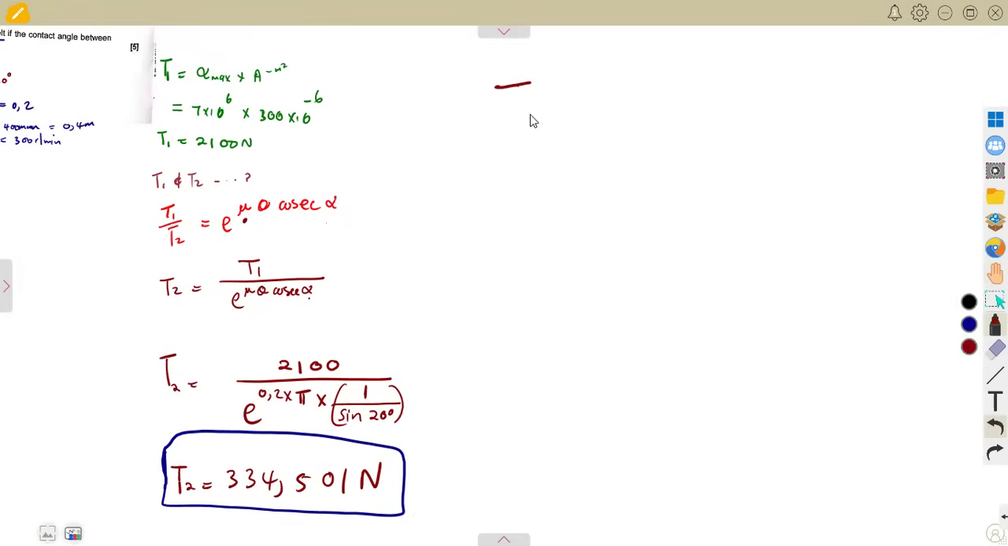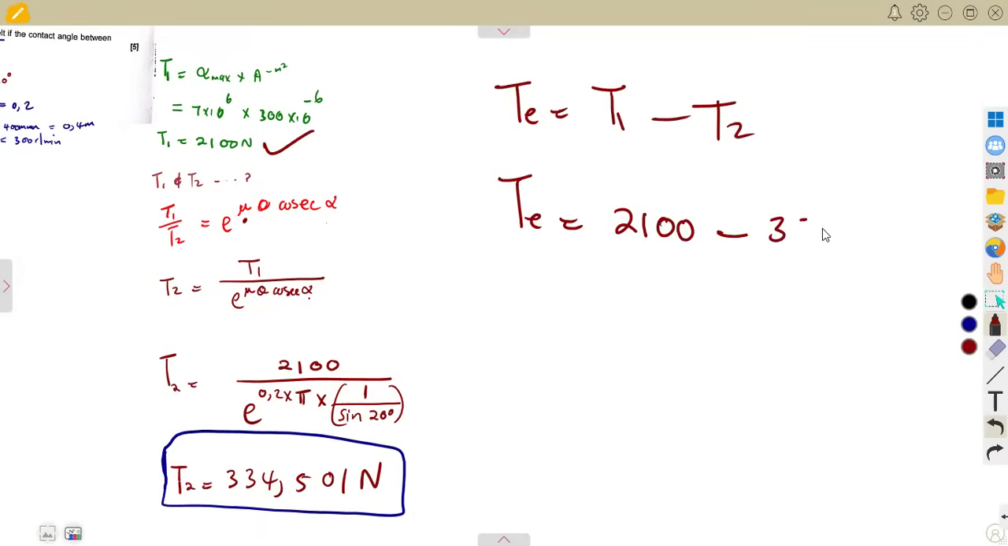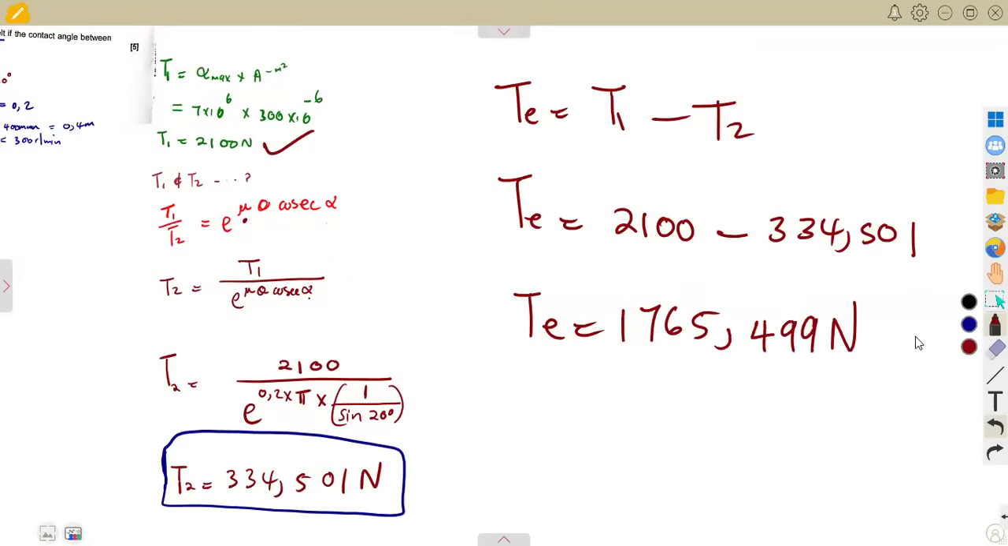So our effective tension is the difference between T1 and T2, as we know, guys. T1 from the tight side is 2,100. So we've got 2,100 minus T2, 334,501. That is our effective tension at the end. And that was going to give us 1,765,499. All right, so that will be 499 in Newton.